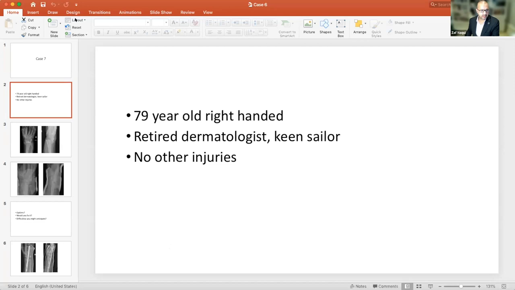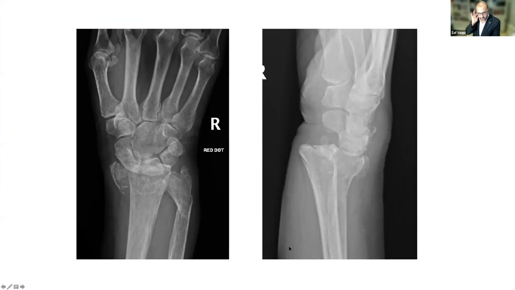Okay, we're still going strong in terms of audience. So I am going to share a few more cases. So here we go. 79-year-old dermatologist, and this is the image here. Who wants to take this?